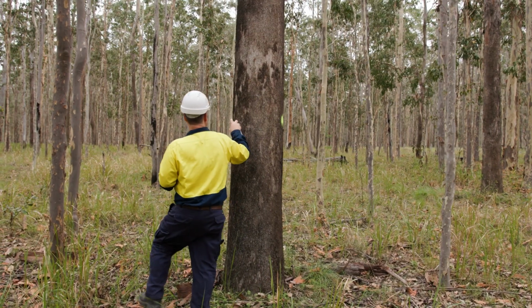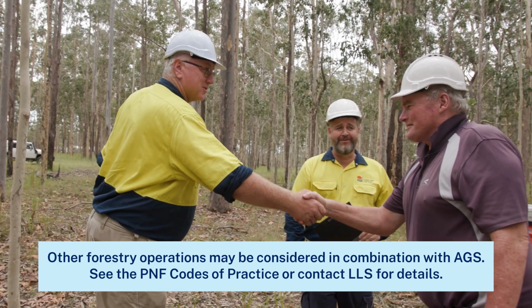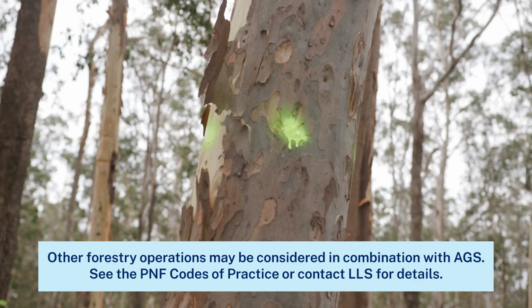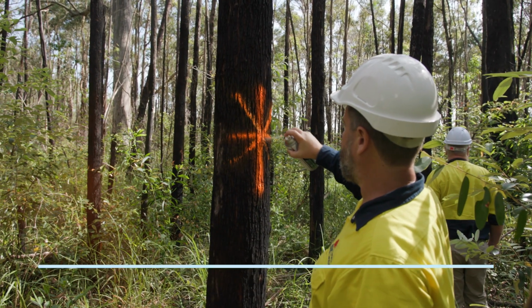When undertaking AGS, use of field and tree marking is highly recommended to ensure that all parties involved in the operation understand which trees are to be harvested and which are to be retained.